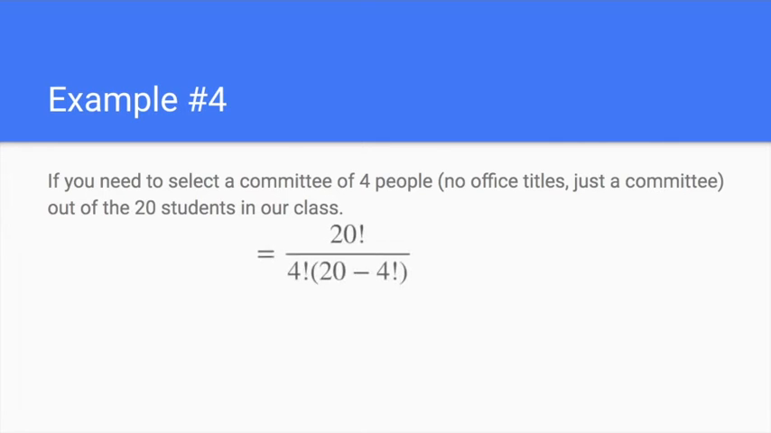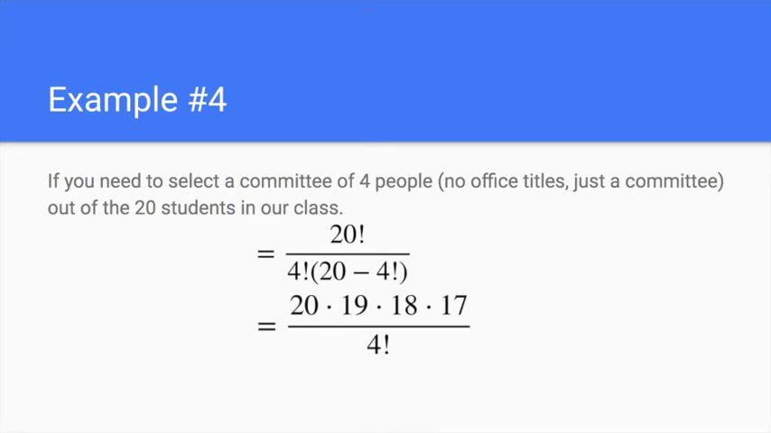So here we have the formula. Okay, 20 is again our n. So 20 factorial over 4 factorial times 20 minus 4 factorial. Now 20 minus 4 is still 16, right? So this is 20 factorial over 4 factorial times 16 factorial. So I'm going to simplify the 16 factorials just like I did last time, in exactly the same way.